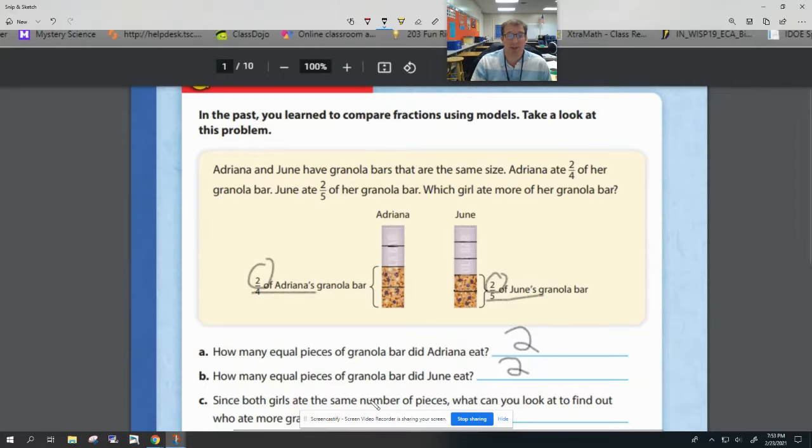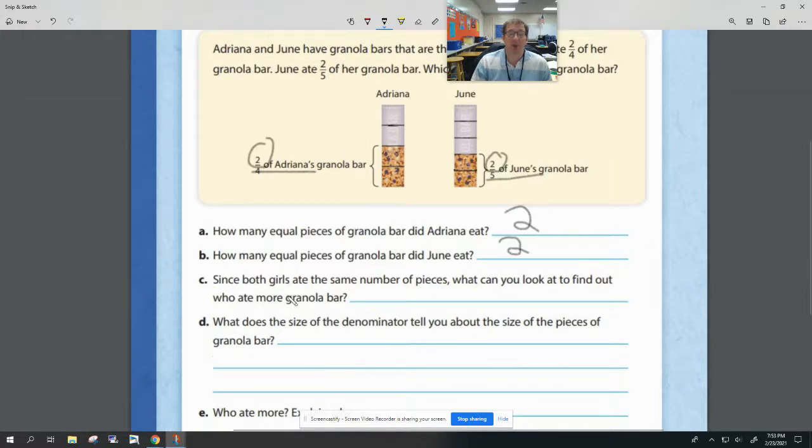They are different sizes. So since both girls ate the same number of pieces, what can you look at to find out who ate more granola bar? Well, you would look at the size of the pieces. I'm just going to put size because this is my pencil, my mouse, so it makes it a little tricky. But we have size of each piece. That's what you have to look at to figure out who ate more.